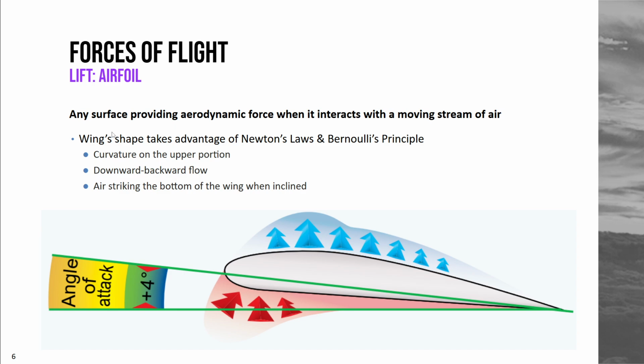So our wing takes advantage of Newton's laws and Bernoulli's laws by having curvature on the upper portion of the wing. This is called camber. So the more camber, the more curvature of the wing, the more downwards, backwards directed flow for Newton's third law, and the larger pressure differential above and beneath the wing, leading to more lift. So in summary, the more camber you have in a wing, the more lift generally it will produce.